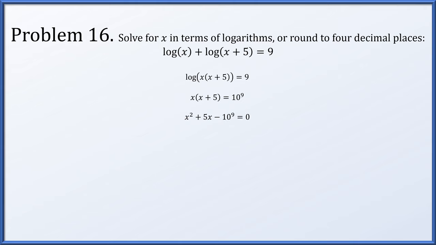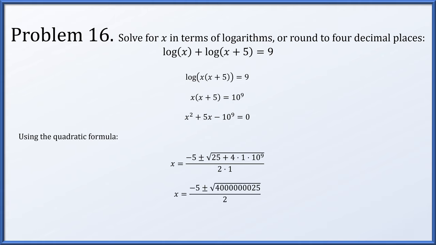X squared plus 5x minus 10 to the 9th, an enormous number but still just a constant, is equal to 0. Since we have a quadratic and we want to solve for x, we can use the quadratic formula. X is negative 5 plus or minus the square root of 25 plus 4 times 10 to the 9th over 2 times 1, which is 4,000,000,025 under the radical sign.